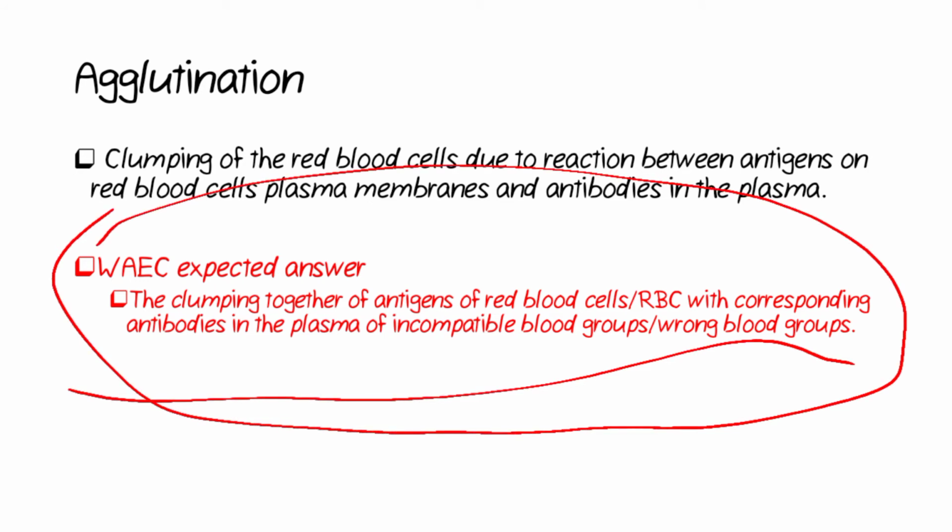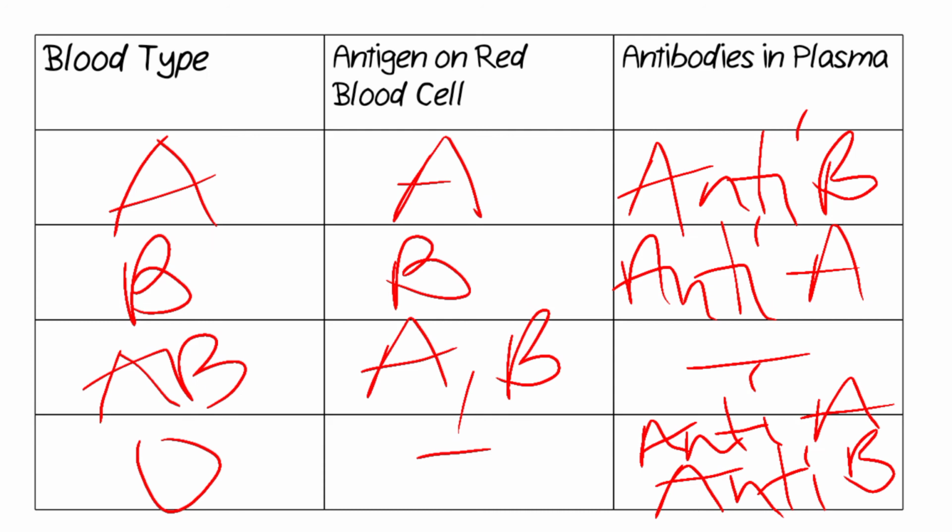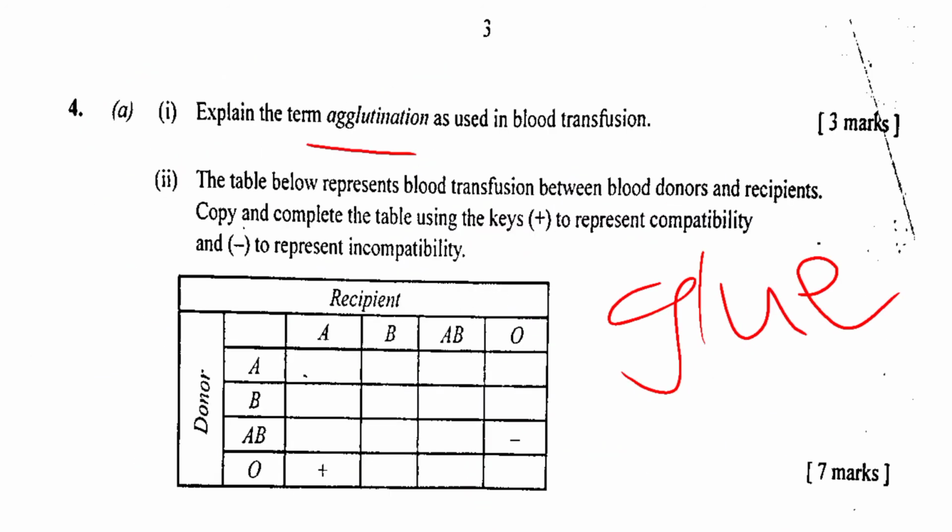So I will expect you as a student now to copy this answer and try to know it. You can also work along with the first answer. It is good, but this is how WASSCE is expecting you to answer. So we have gotten the definition of agglutination. Once you have written this in your answer booklet, you are going to get 3 marks.